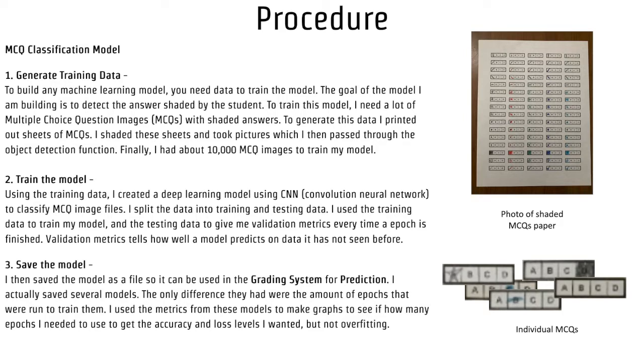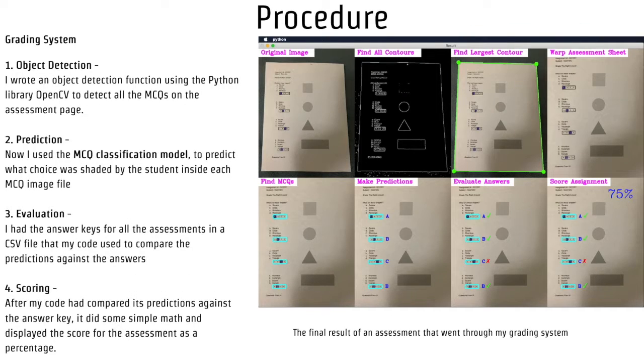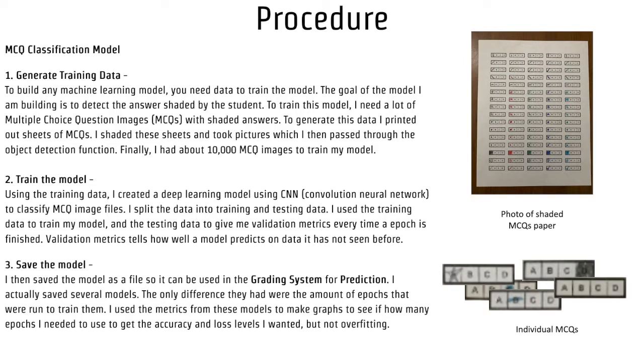I split my project into two parts, the MCQ classification model and the grading system. MCQ stands for multiple choice questions. I split my first part of my project into three parts. First, I have to generate training data, then I use the training data to train my model, and then I save my model to be used in the grading system.